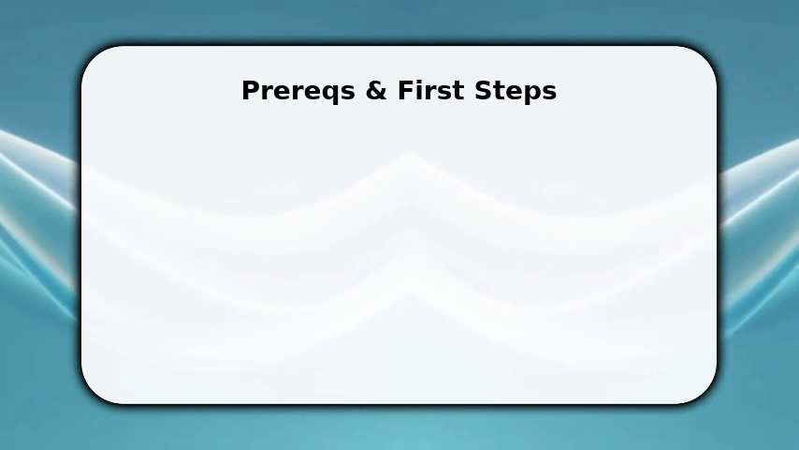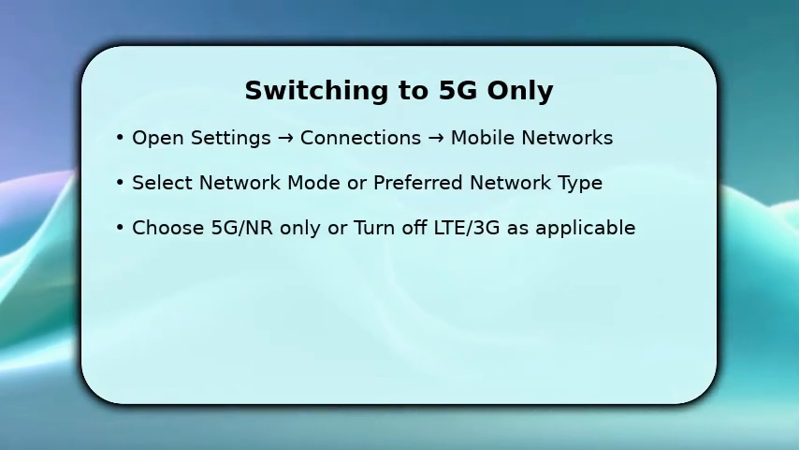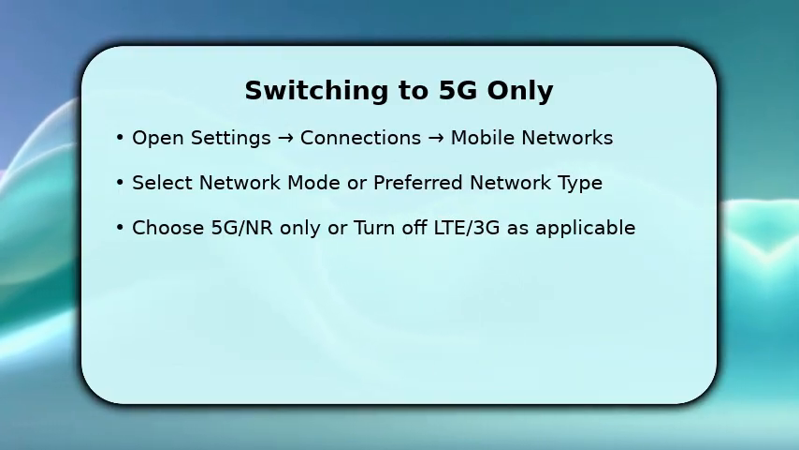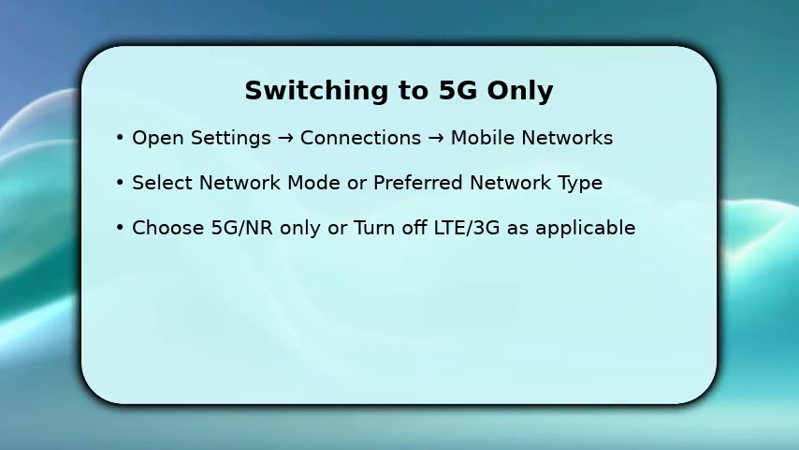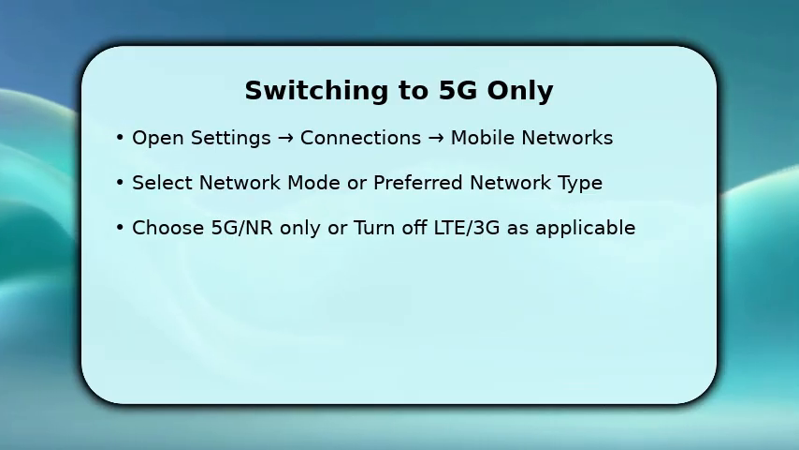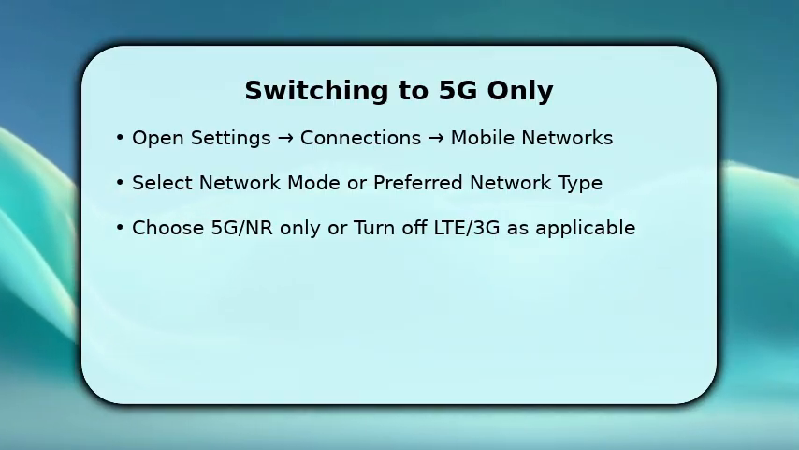You now change the network mode. In Settings, go to Connections, Mobile Networks, then Network Mode or Preferred Network Type. This path varies by manufacturer, so read each label. Once there, select 5G only, 5G/NR only, or disable LTE and 3G options so the device prefers 5G exclusively. If the option is grayed out, make sure airplane mode is off and restart the phone.